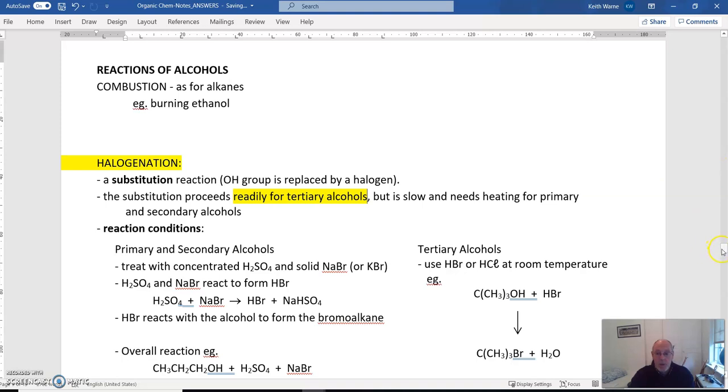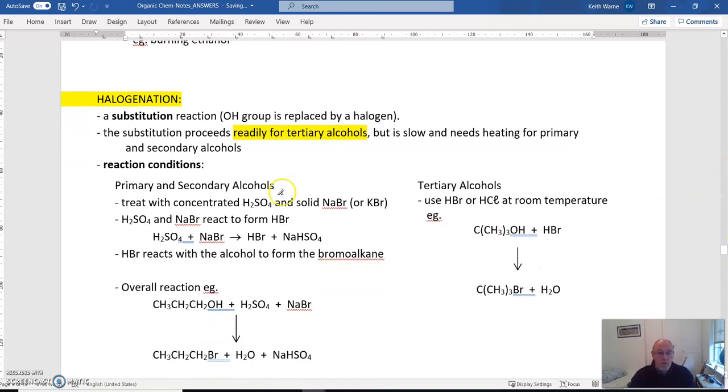And then you can see it's laid out quite nicely. For primary and secondary alcohols, you need to treat the alcohol with concentrated H2SO4 and solid NaBr, and then that's going to produce the HBr in the reaction. And when it produces the HBr, it will react with the alcohol, and then you're going to get your haloalkane made and your water coming off. Alright, the sodium hydrogen sulfate is just a byproduct really. It doesn't do anything to the reaction.